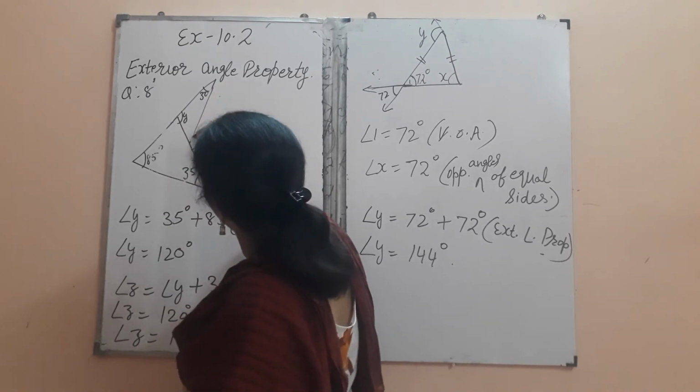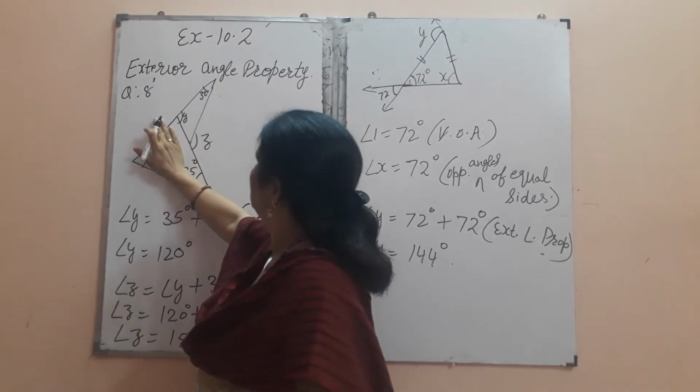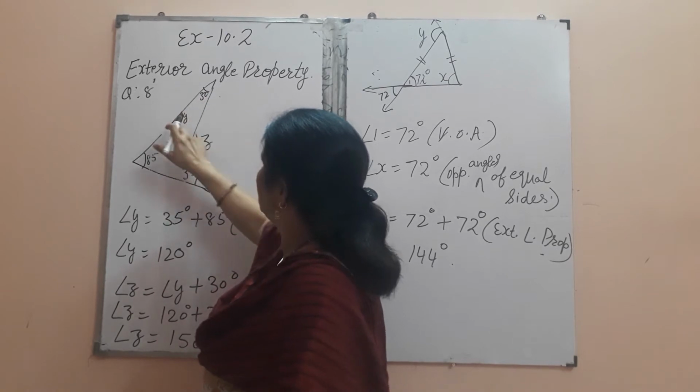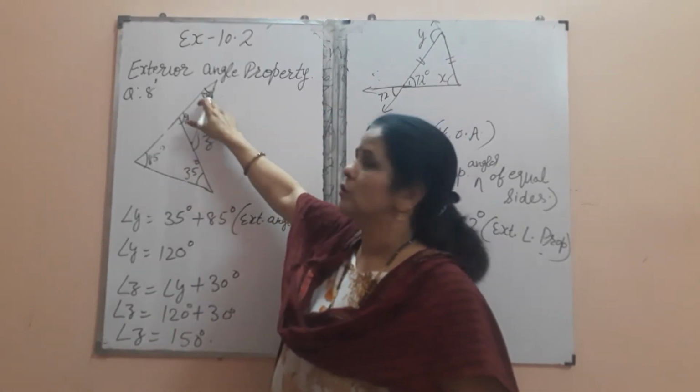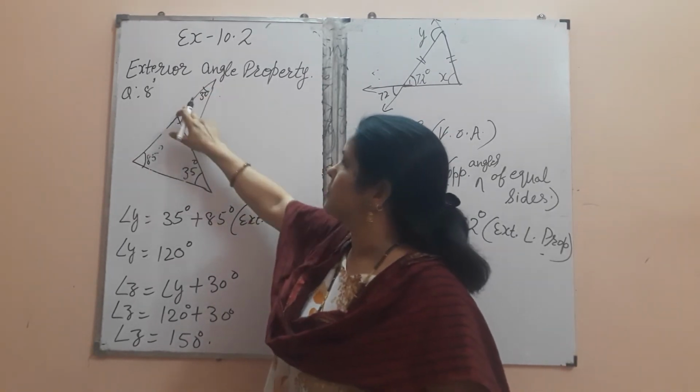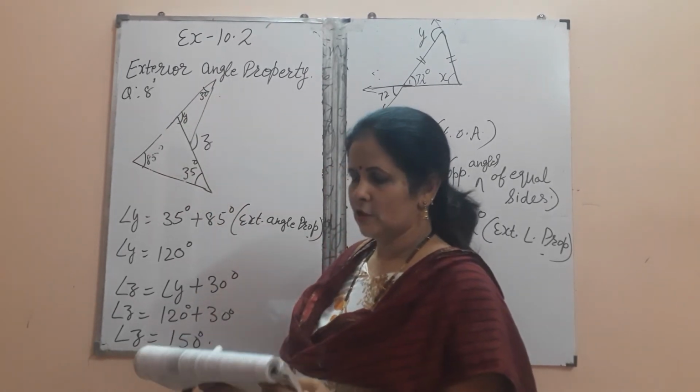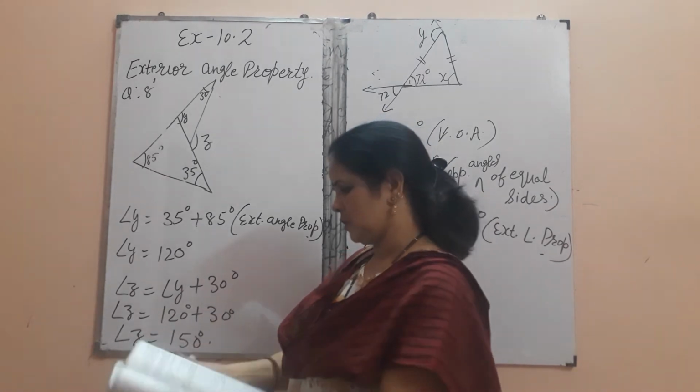Now if we hide this triangle, then this is a triangle and this is the extended line. So z is the exterior angle, z equals this plus this. These two are the opposite interior angles of z. Understood? So like this we will solve this question.